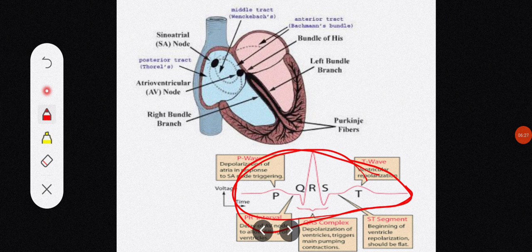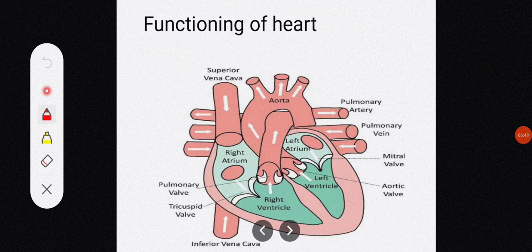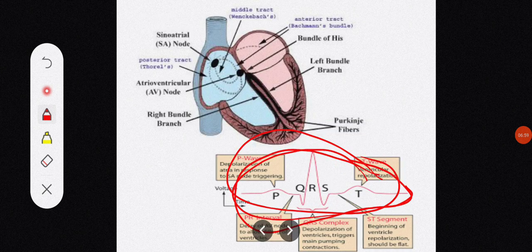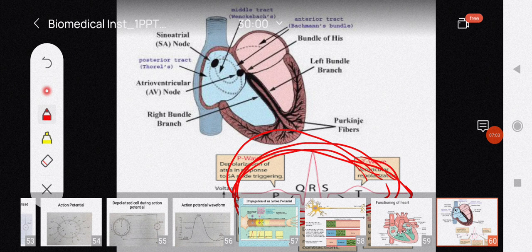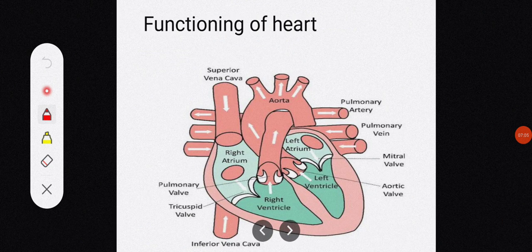Before actually discussing this graphical representation of the bioelectric potential, and what the various parts of it actually mean, let me tell you how the heart functions. I have already told you to go through the physiological systems in detail. Here I am just discussing in brief so that you may know the details needed to understand this electrocardiogram graph. So let me discuss the functioning of the heart.